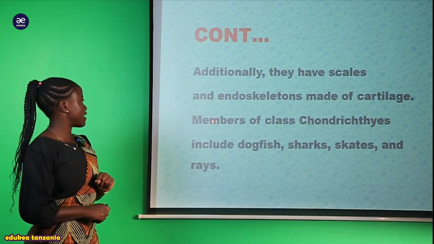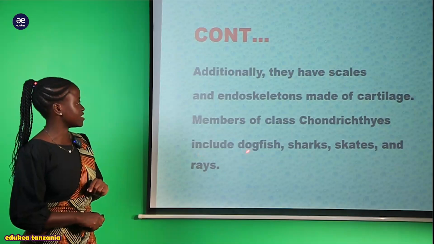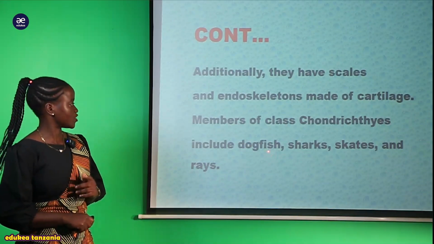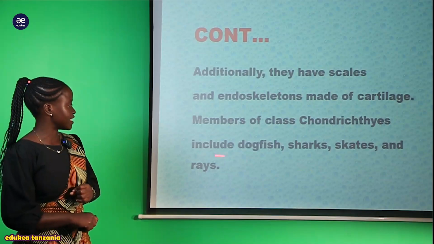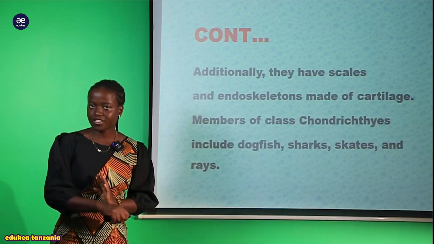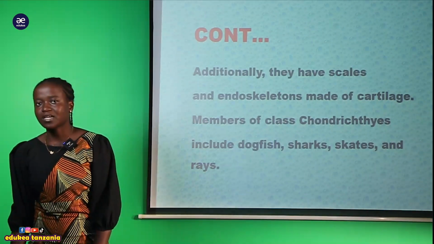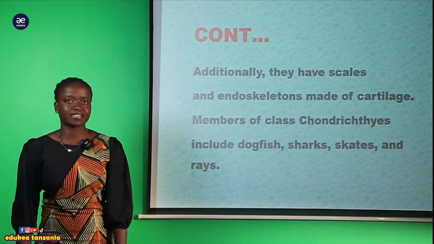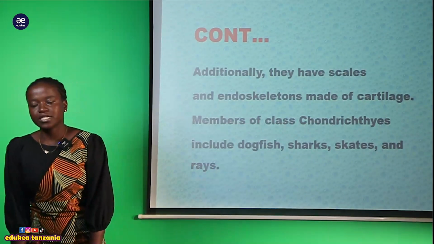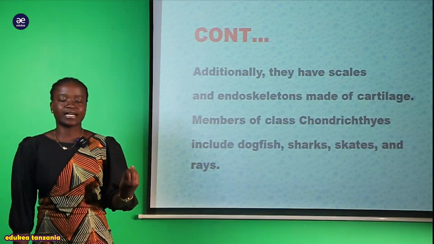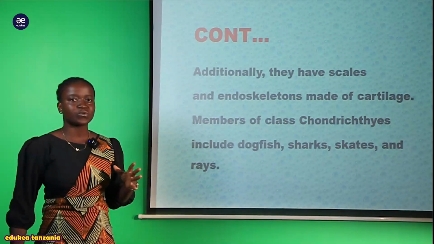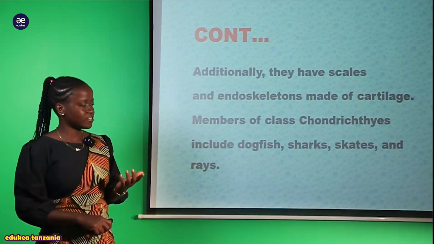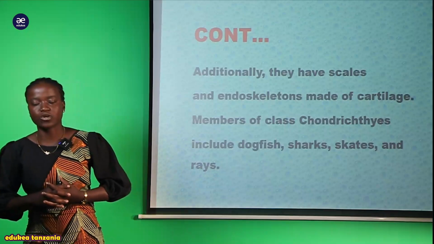And also members of the Chondrichthyes include the dogfish, the sharks, the skates and the rays. Kwa hao organism wote ndio ambao wanapatikana ndani ya hii klasi ambayo inaitwa Chondrichthyes, au tunaita cartilaginous fish, kwa sababu tu they possess cartilage within the structure.